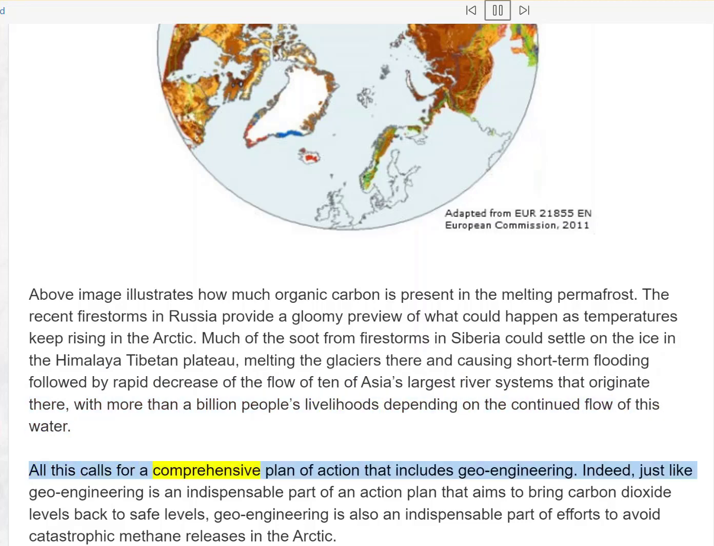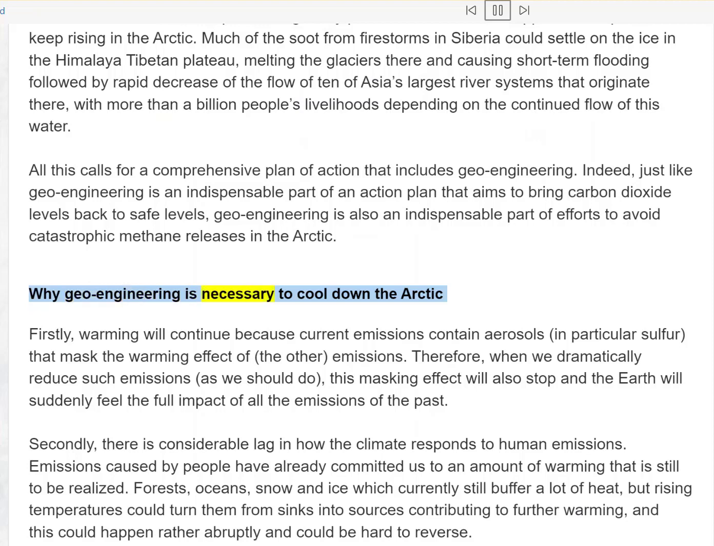All this calls for a comprehensive plan of action that includes geoengineering. Indeed, just like geoengineering is an indispensable part of an action plan that aims to bring carbon dioxide levels back to safe levels, geoengineering is also an indispensable part of efforts to avoid catastrophic methane releases in the Arctic. Why geoengineering is necessary to cool down the Arctic.